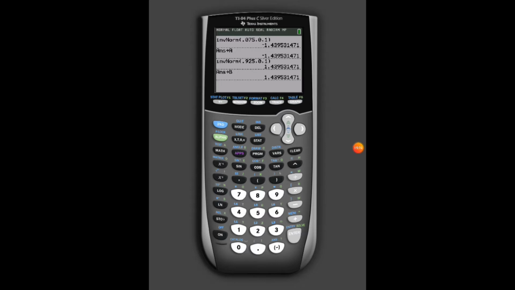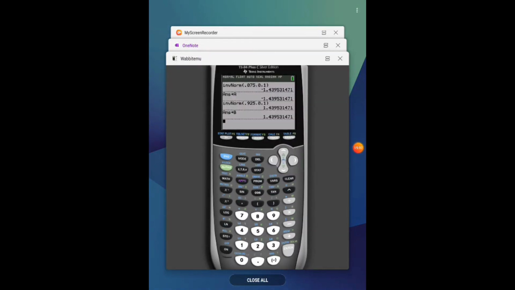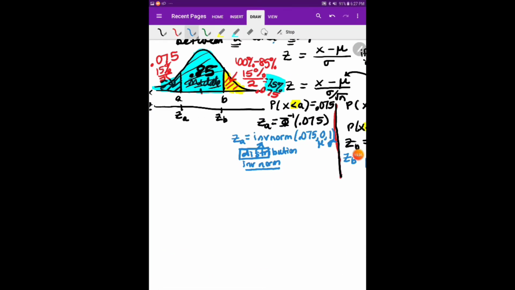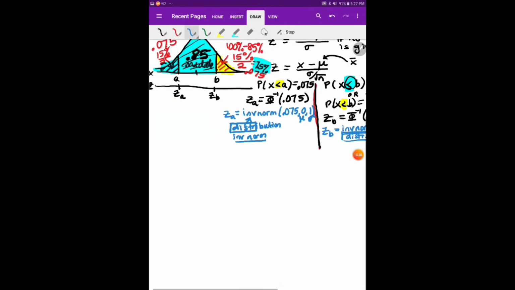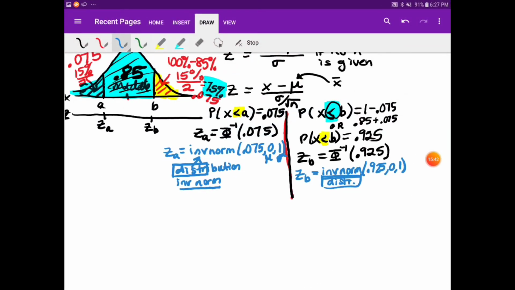Okay, so let me go back to the other screen. I'm going to go back to my OneNote. Okay, so that's how I found the ZA and the ZB. Let's flip back to sideways. That's how I found those, and then I stored them.